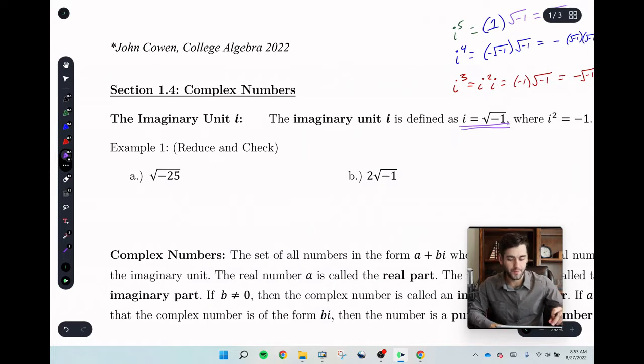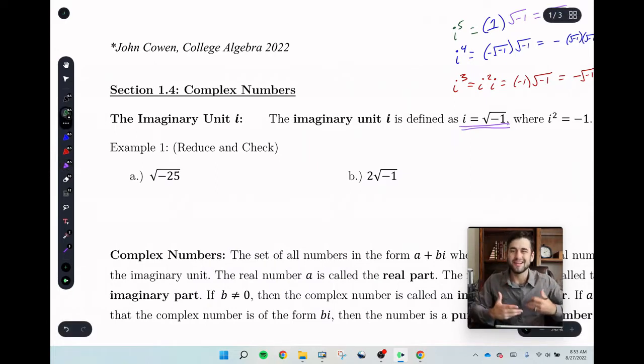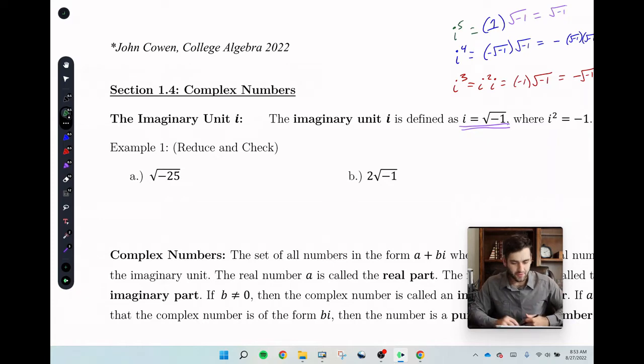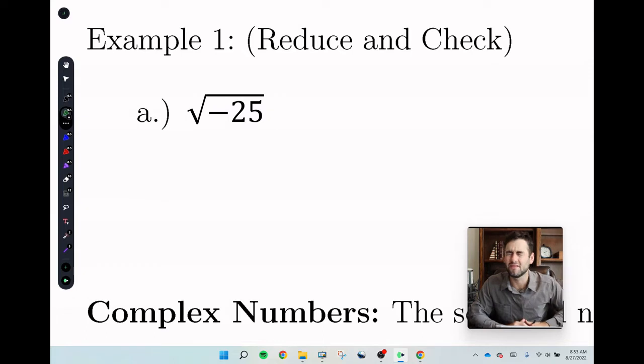So we're going to use some properties of square roots to solve these problems, not necessarily to solve, but to reduce. So if we reduce this thing, the square root of -25, it's like, my 4th grade teacher said, or 6th grade teacher said, you could never have a negative under the square root.